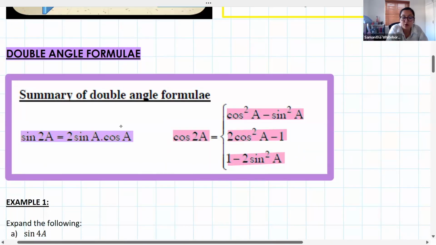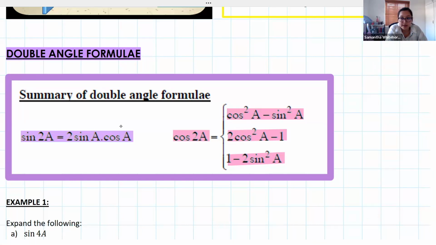But those are the double angle formulae that you need to know when it comes to trig in grade 12. So again, they're on your formula sheet. You don't need to learn them off by heart. We do need to, however, apply them.